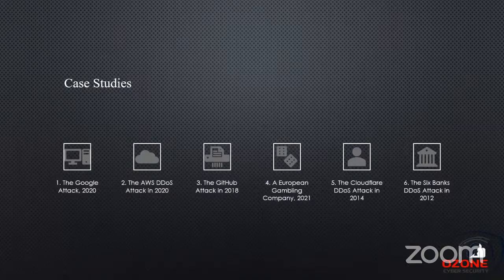Even major companies like Google, AWS, GitHub, a European gambling company, Cloudflare, and banks too have faced DDoS attacks. In 2014, I think, what happened to Google? The Google Play Store. Google has many products, right?